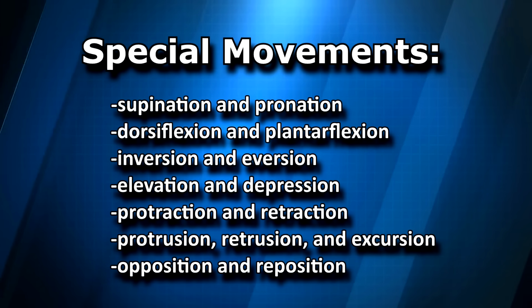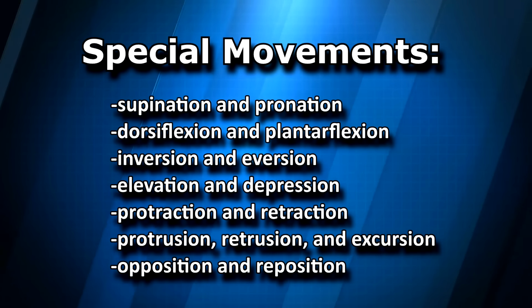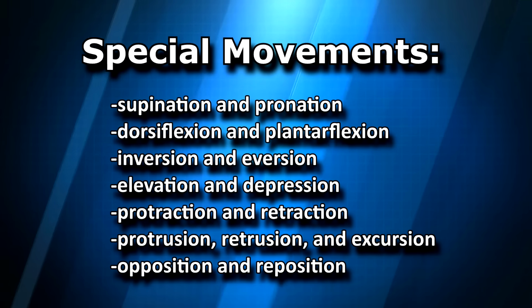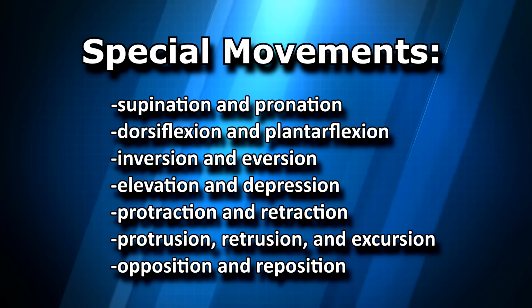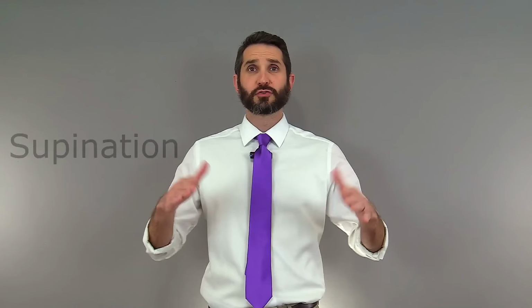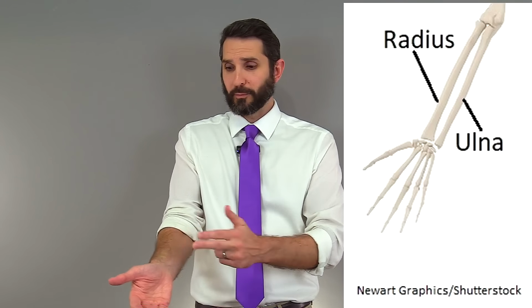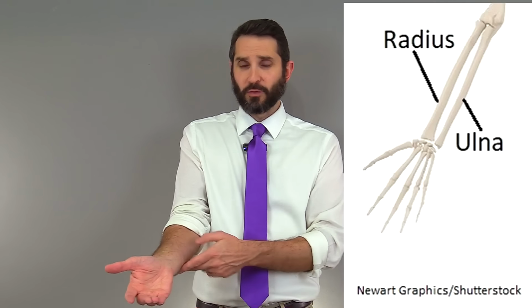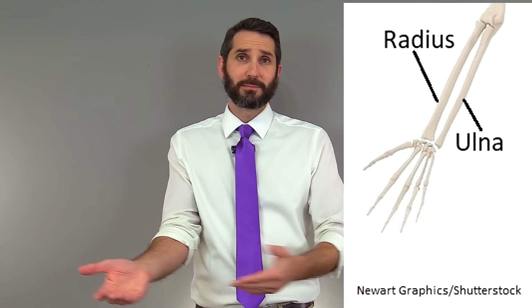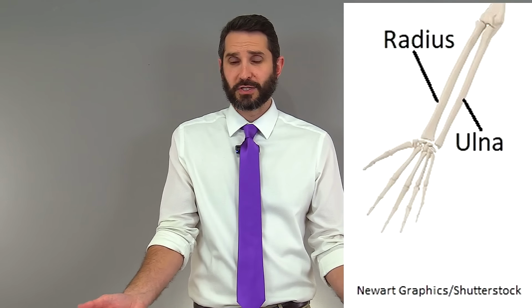And finally, we have the last category of body movement terms that don't fit into any of the other categories. So these are called the special movements. First, let's talk about supination and pronation, which are special movements involving rotation of the forearm. Your forearm consists of two bones. You have the radius, which is on the lateral side of the forearm in the anatomical position, and you also have the ulna, which is on the medial side in the anatomical position.